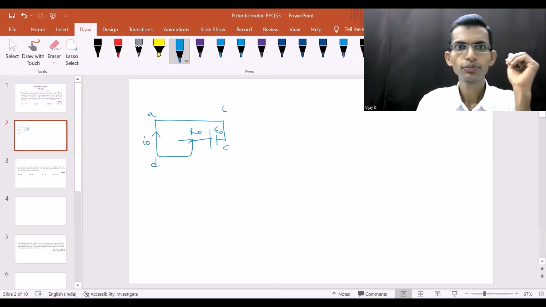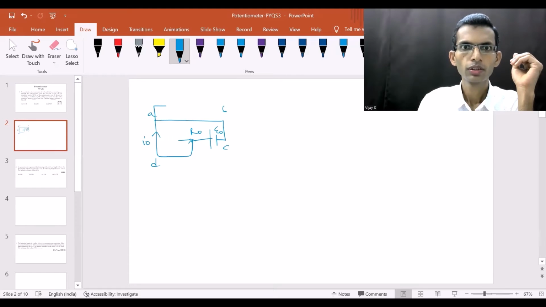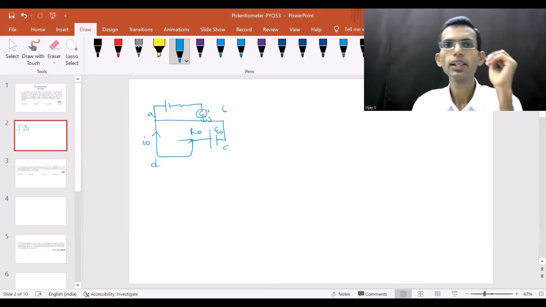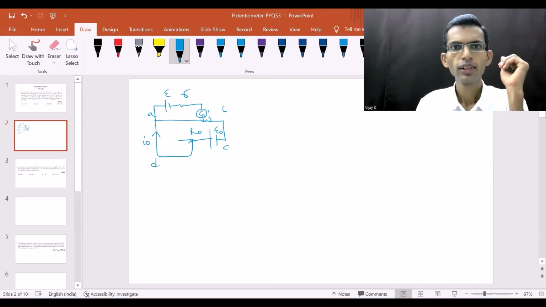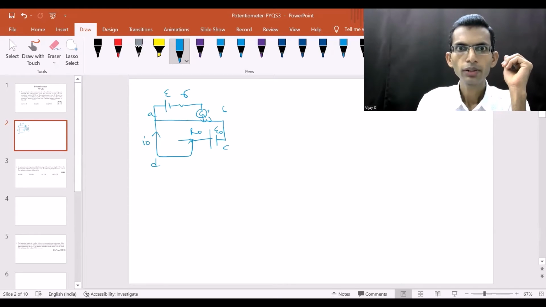In the sub-circuit, cell is connected in series with the galvanometer in such a way that moving contact J is kept in contact with wire AB. Let us say cell e.m.f is E, its internal resistance is r. Right. Let us say balance point for this case is at position 1.